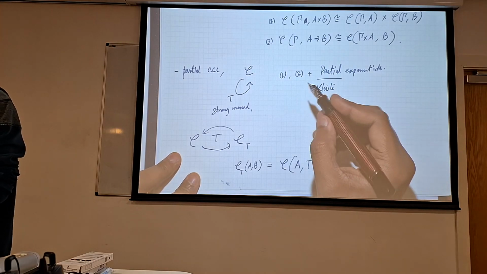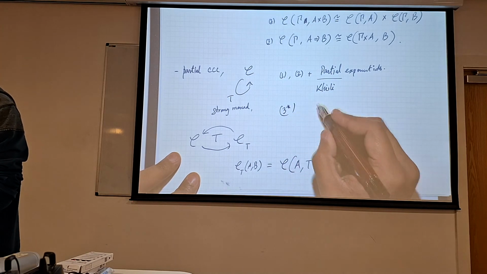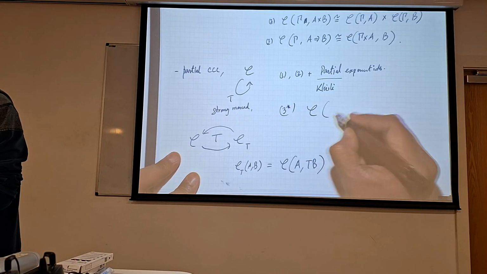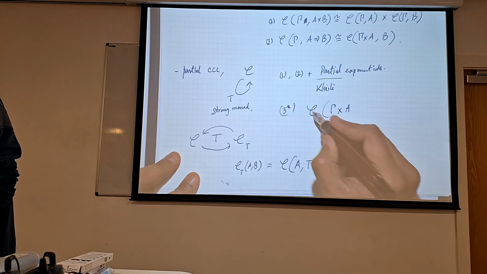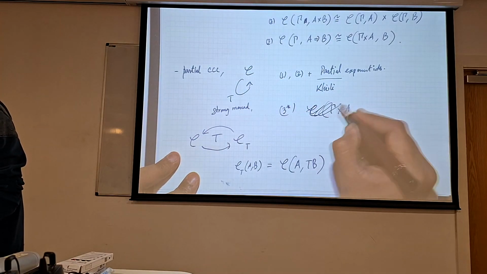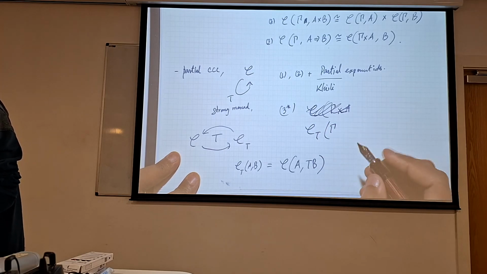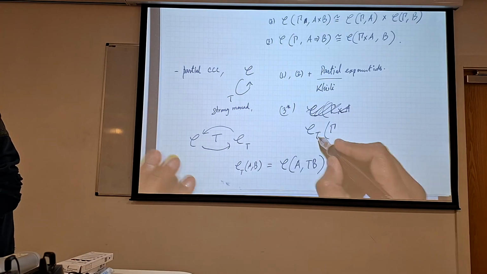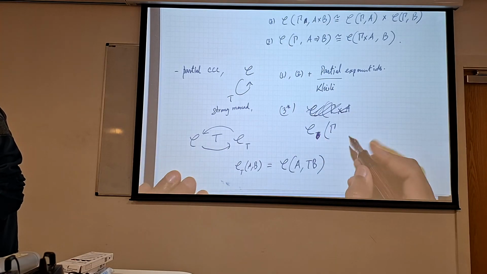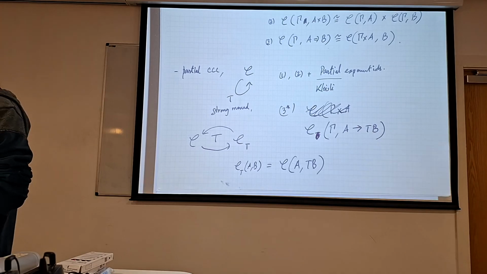And the third thing, star, now becomes C_T of gamma times A. I should make it similar, so C_T of gamma. Wait, I want to write the exponential on the left. So A lolly T of B.